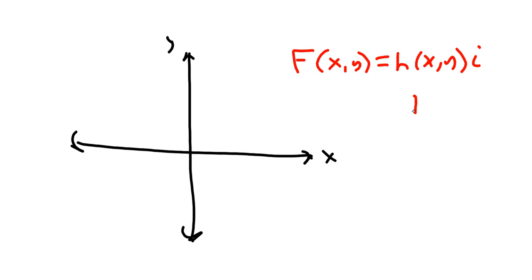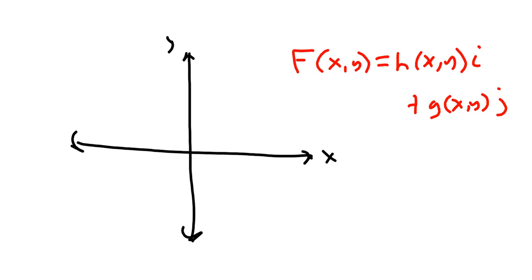Now, common notation: vector fields usually have a capital F. You indicate the parameters, which in this case are going to be x and y. And then usually they're of the form some function h of x comma y times i plus g of x comma y times j. And so let's take a look at an example.